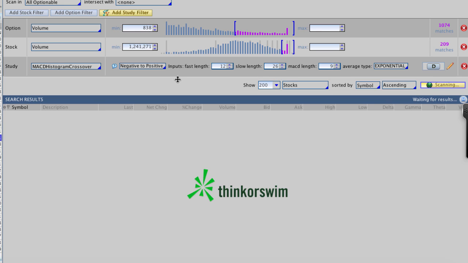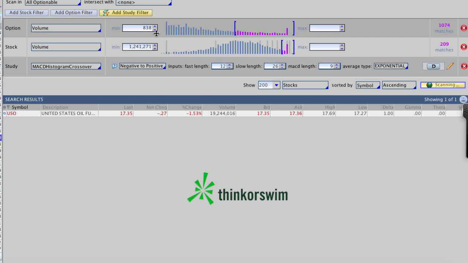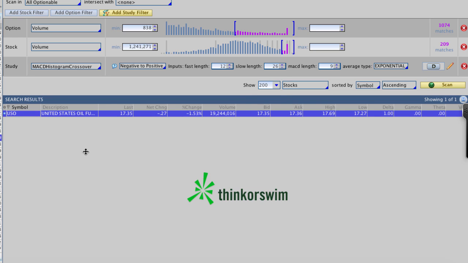And that will pull up all the stocks with tradable options that have a MACD crossover from a low point to a high point. You can see the first one on the list here is USO. This is pretty interesting. Or the only one on the list, which is pretty cool because now it's narrowed it down even more.